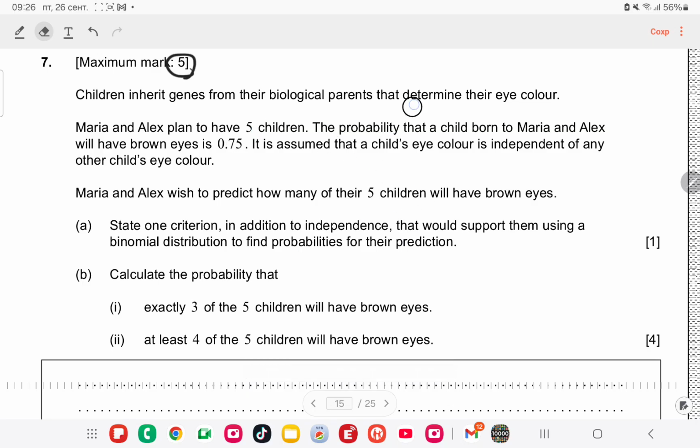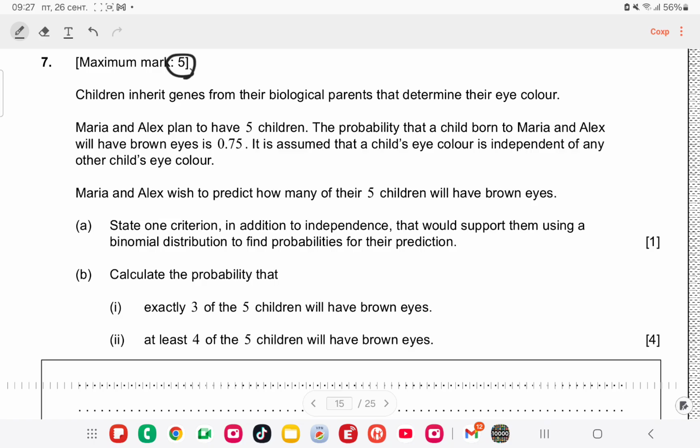Yeah, so let's start. Children inherit genes from their biological parents that determine their eye color. Maria and Alex plan to have 5 children. The probability that a child born to Maria and Alex will have brown eyes is 0.75, pretty high, right? It's assumed that a child's eye color is independent of any other child's eye color. Maria and Alex wish to predict how many of their 5 children will have brown eyes.